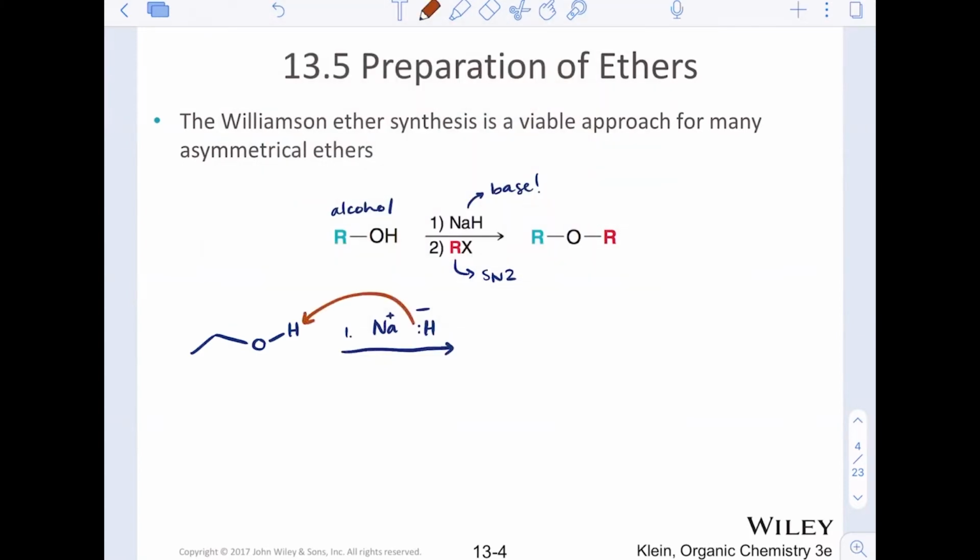Hydride will come in, deprotonate the alcohol, which is the most acidic proton in an alcohol. That makes an oxygen nucleophile. And then in step number 2, we should be throwing in some sort of alkyl halide. Again, when that reaction occurs, it is an SN2 reaction with a backside attack.